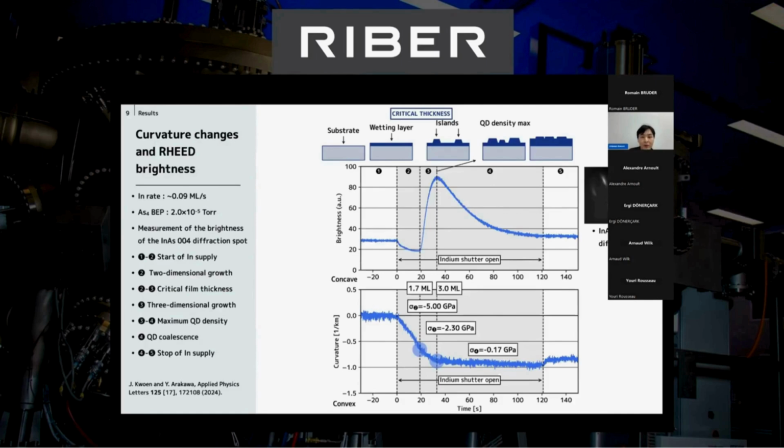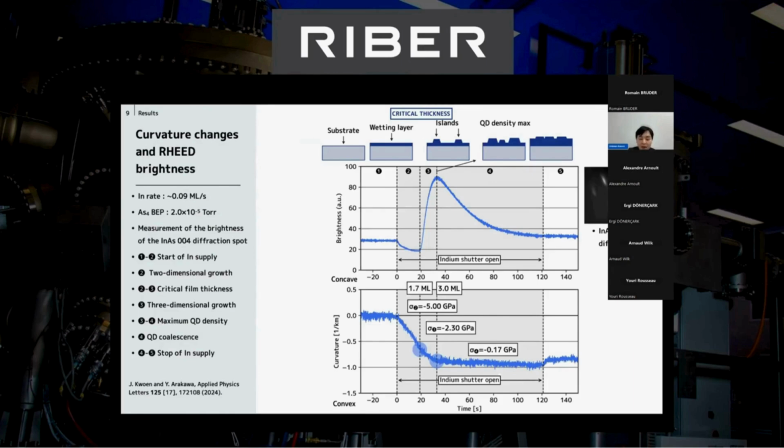Okay, and then we measure the curvature changes with brightness at the same time. The measurement point of the brightness is the indium arsenide 004 diffraction point. At the beginning, when the surface temperature is stable, the curvature and the RHEED pattern remain stable.